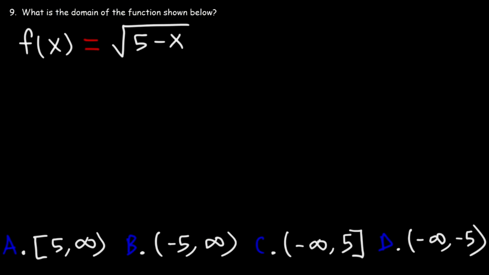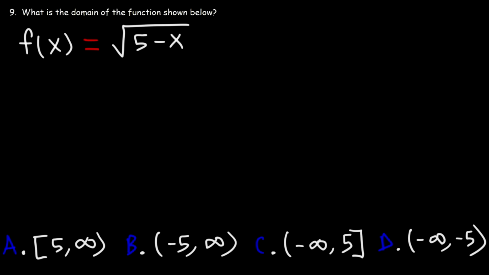Number 9. What is the domain of the function shown below? So we have f of x is equal to the square root of 5 minus x. So which is the answer? Is it 5 to infinity, negative 5 to infinity, negative infinity to 5, or something else?